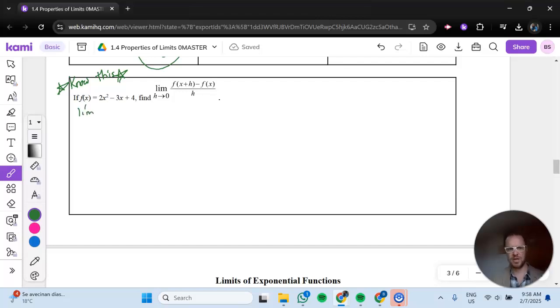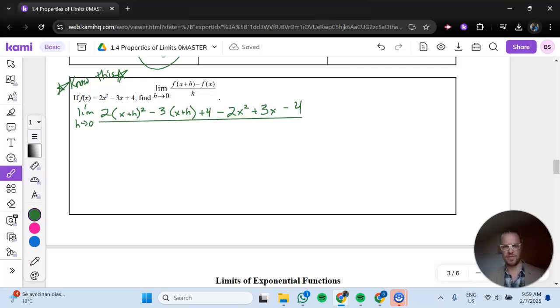So in this case, we're going to do the limit as h approaches 0, and we're going to plug in x plus h everywhere there's an x here. So that's 2 times x plus h squared minus 3 times x plus h plus 4. Then I need to subtract the entire function. This is where a lot of you guys forget to distribute through the negative. So minus 2x squared minus negative 3x is plus 3x minus 4. Okay? And then, of course, the whole thing is over h.